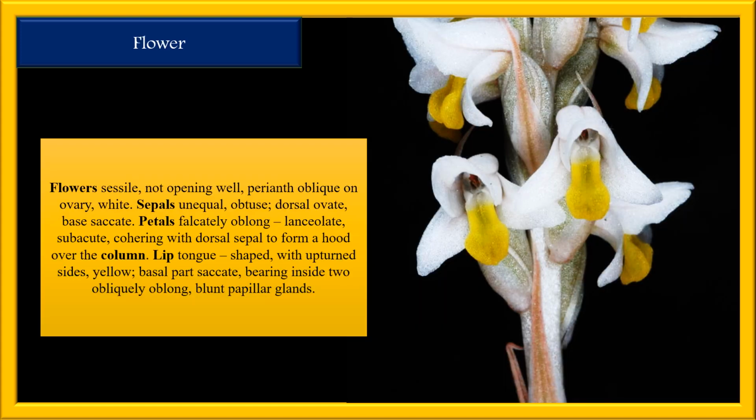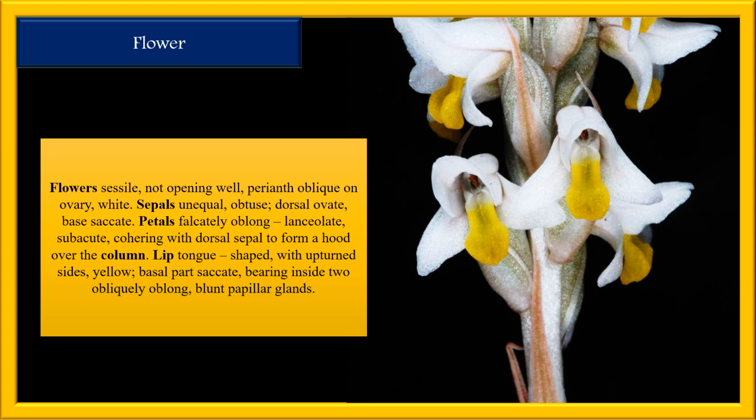In this ground orchid species, the most interesting and beautiful part is the flower. As you can see, this is the flower, and the flower is white with a tinge of green or pinkish, with a yellow lip. Mostly the lips are yellow. Then you can see the sepals are unequal. The dorsal sepal is ovate, concave, and the lateral sepals are obliquely lanceolate, as you can see in this picture.